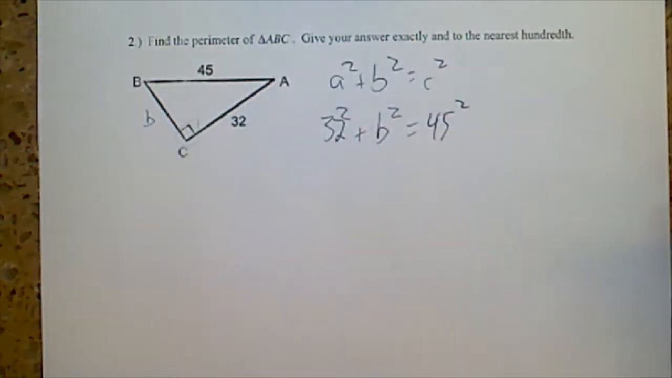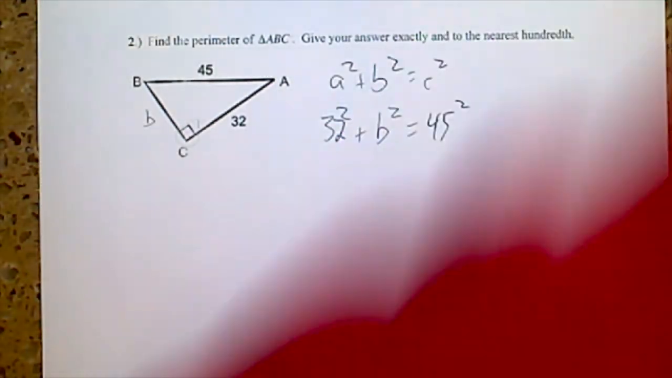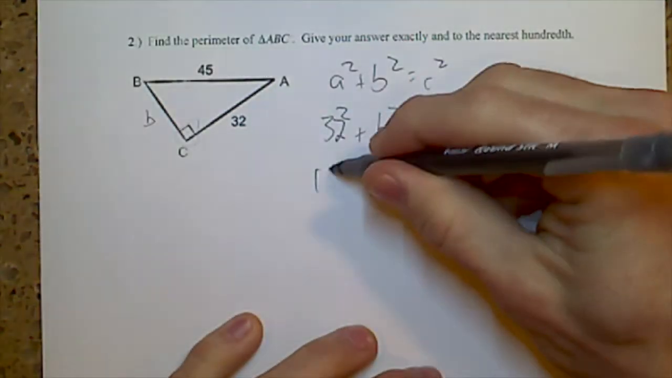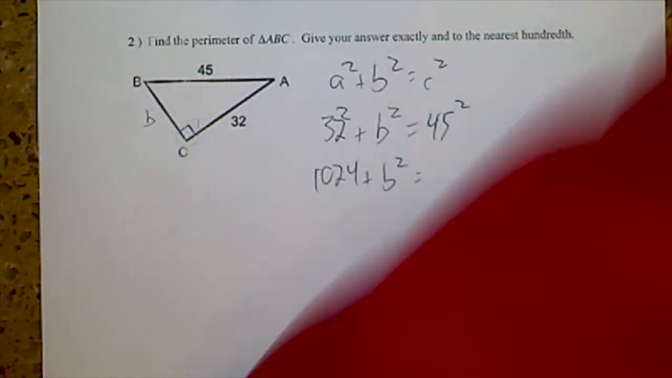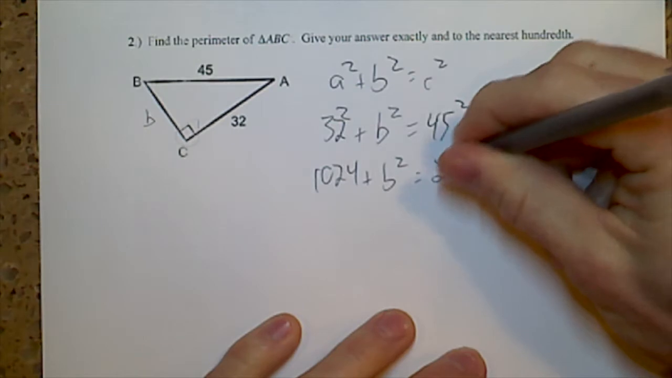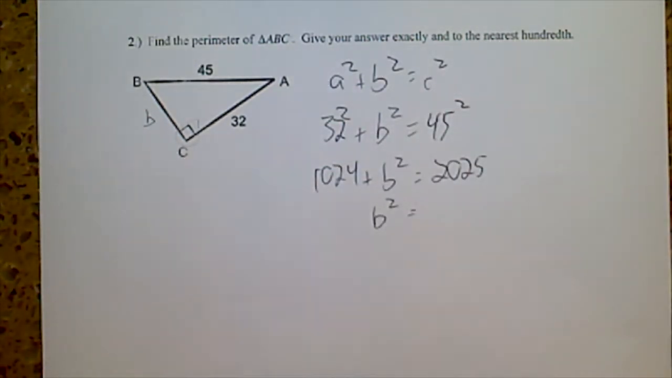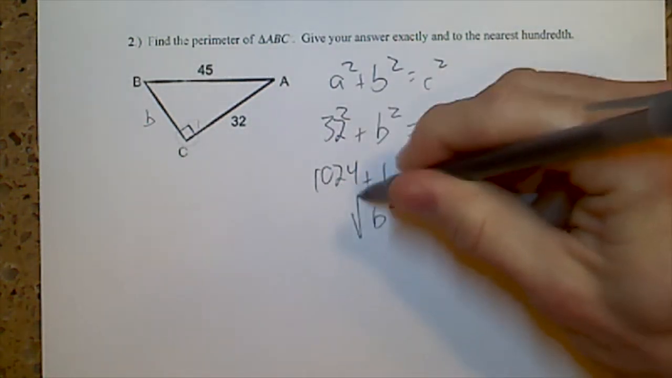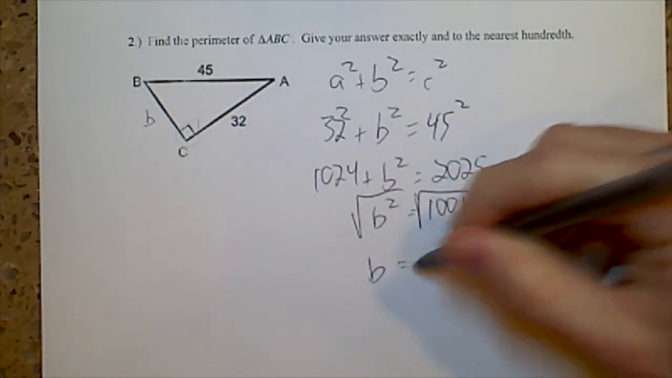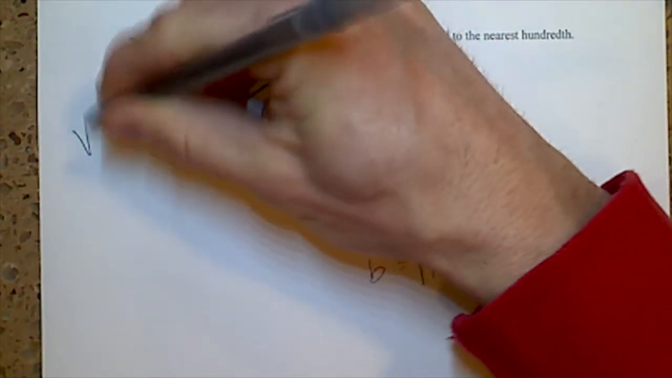All right, you can use the calculator really quickly if you like to, and get these numbers squared. I'll do the same here. So this is 1,024 plus b squared equals 45 squared, 2,025. All right, I'm going to subtract 1,024 from both sides, and that should get me to 1,001. Square root both sides. b is going to be equal to the square root of 1001. So that's the length of this side, right? This is equal to square root of 1001.